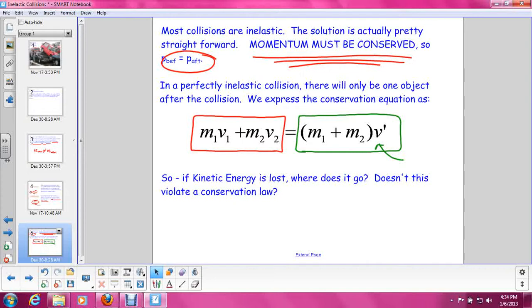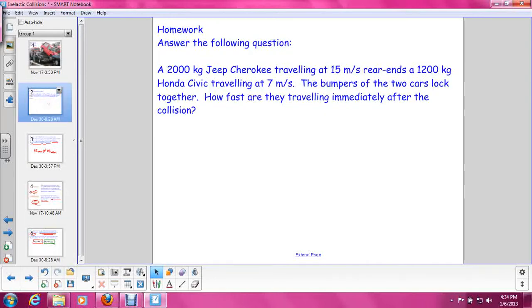So, go ahead and use this modified version of the conservation of momentum equation for inelastic collisions to try and solve the Jeep and Honda Civic problem up here. Make sure to write down all of the things you are given in this problem and what you need to know, and it may be helpful to draw a picture of before the collision and after the collision.